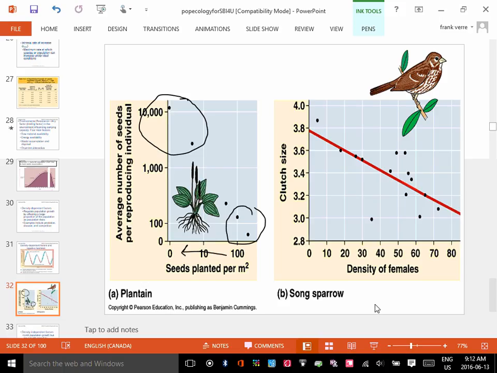And the graph on the right is a very similar thing. You have the density of females, so that's the number of birds living in an area, and you have the number of offspring. And you'll notice that when you have very few birds living in an area, they produce more offspring, and when there's more, they produce less. Why? What's going on? And this is an example of a density-dependent factor, obviously, right? Because what you're seeing is dependent on the density of the population. Why is this the case?